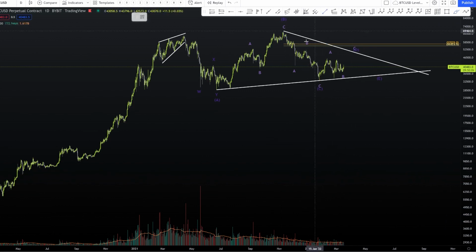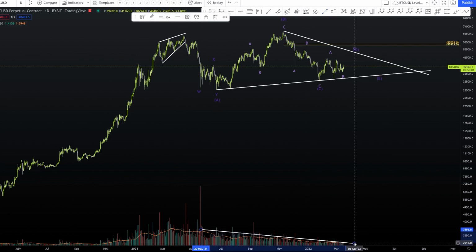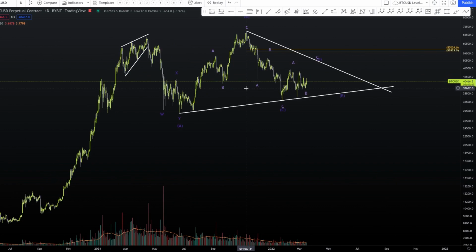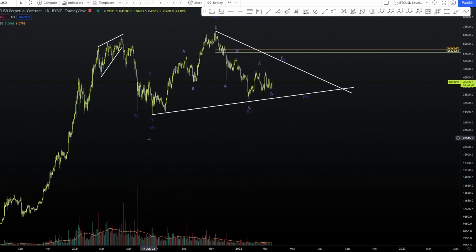So what we do see so far is decreasing volume on the moving average line in this volume profile down here. And that to me is adding a lot of confluence to this count, because that's, like I mentioned to you guys, exactly what you want to see in a contracting triangle. And so far we got a WXY in the wave A.